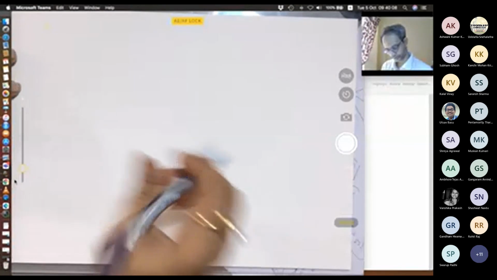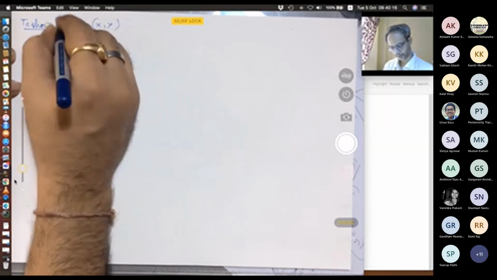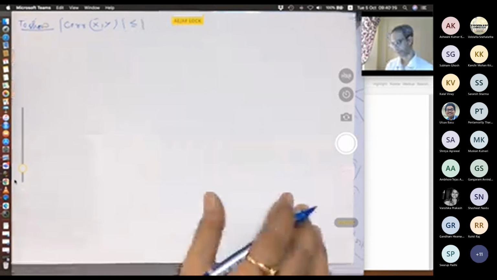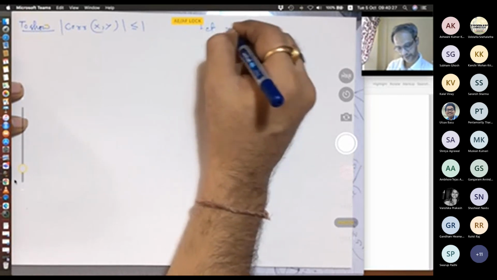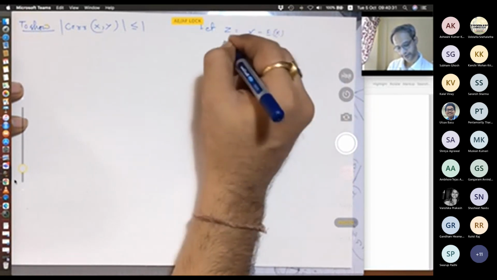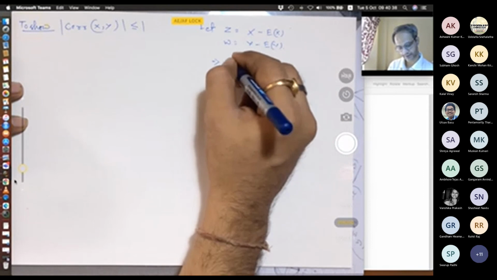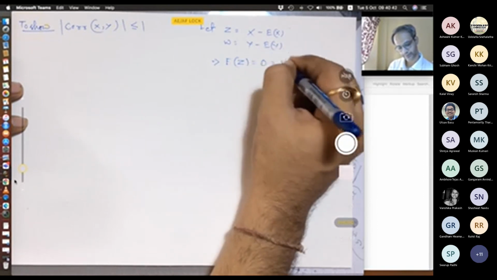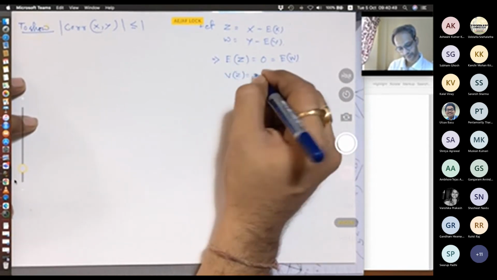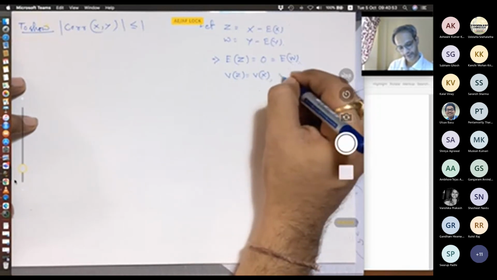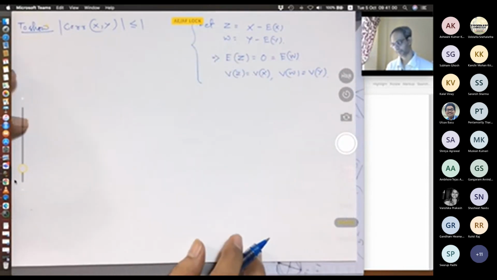Okay, so to show that the correlation of XY lies between -1 to +1, let us consider in this way that Z equals X minus expectation of X, W equals Y minus expectation of Y. From here you can immediately see that expectation of Z equals 0 equals expectation of W, no harm in it, and variance of Z equals variance of X, at the same time variance of W equals variance of Y, no problem with it, a very simple observation you can do.